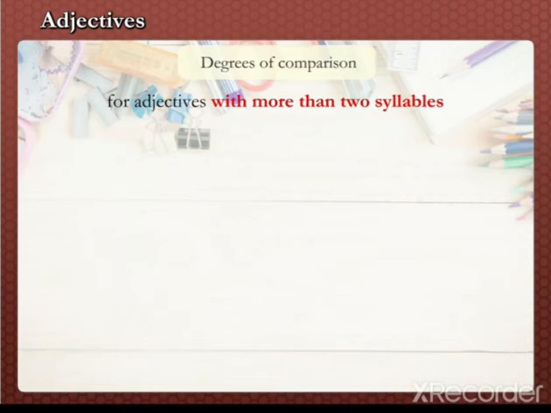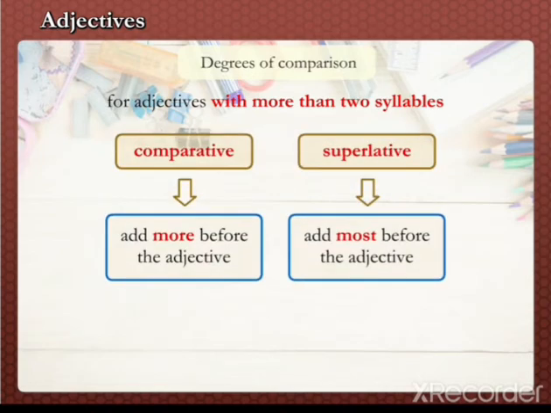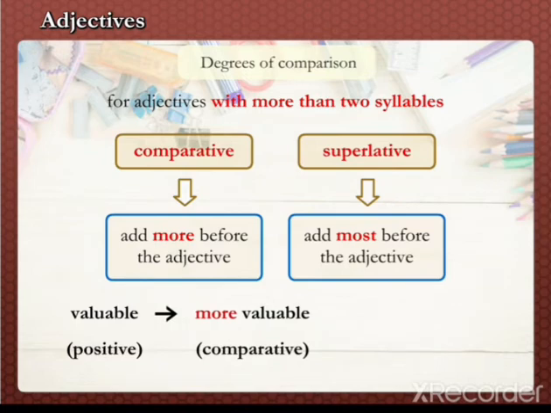Adjectives with more than 2 syllables form the comparative and the superlative degrees by adding more and most, respectively, before the positive form. For example, the adjective valuable is in the positive degree. By adding more, we get the comparative degree of the word, more valuable. By adding most, we get the superlative degree of the word, most valuable.